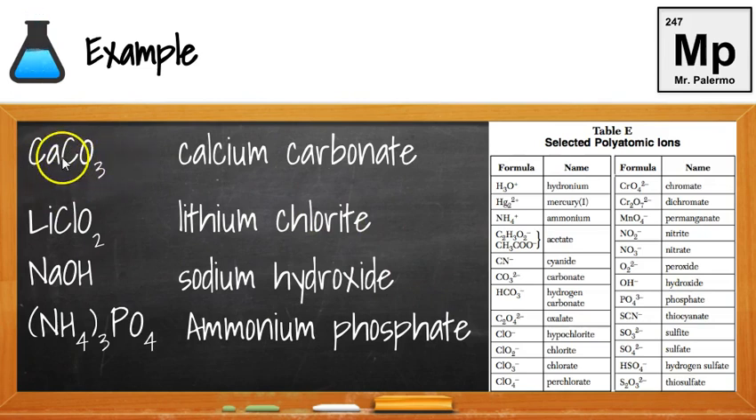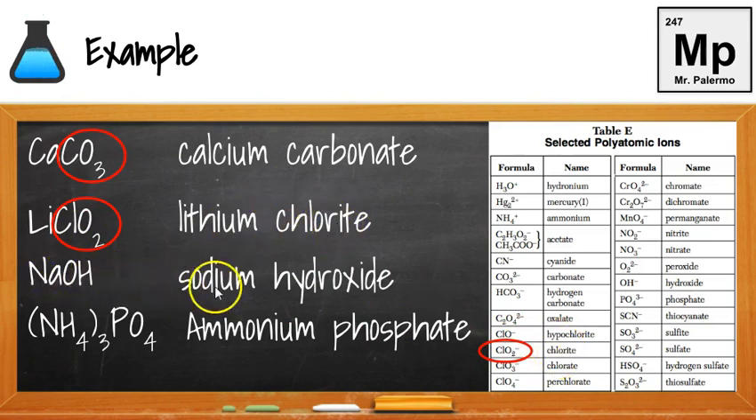CaCO3. First and foremost, I look at it and see that it has more than two capital letters, so it's not a binary compound, it's a tertiary compound. I name the first element, calcium, in its entirety, and then I locate CO3 on Table E. That's my polyatomic ion, and I write the name that's present there, and it says carbonate. This is calcium carbonate. The next one, Li, I write lithium. I locate ClO2 on the reference table, Table E, and I see that it says chlorite, so this is lithium chlorite.